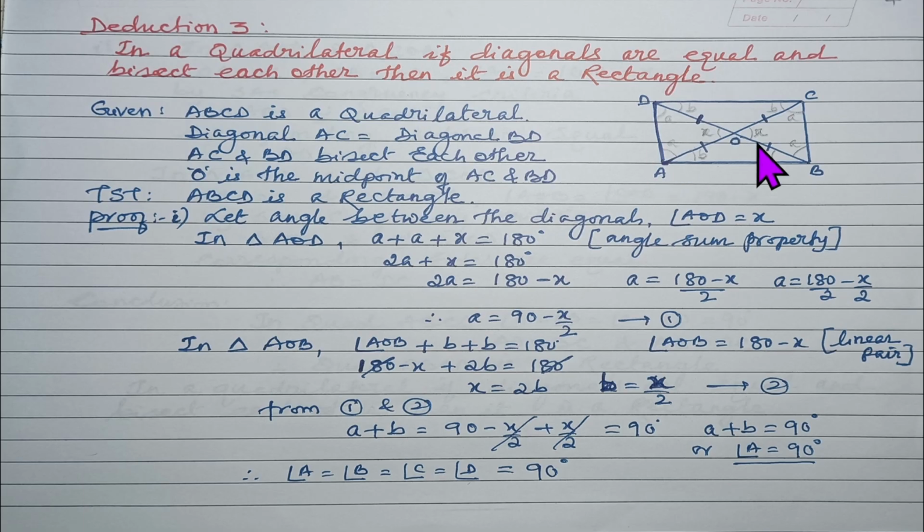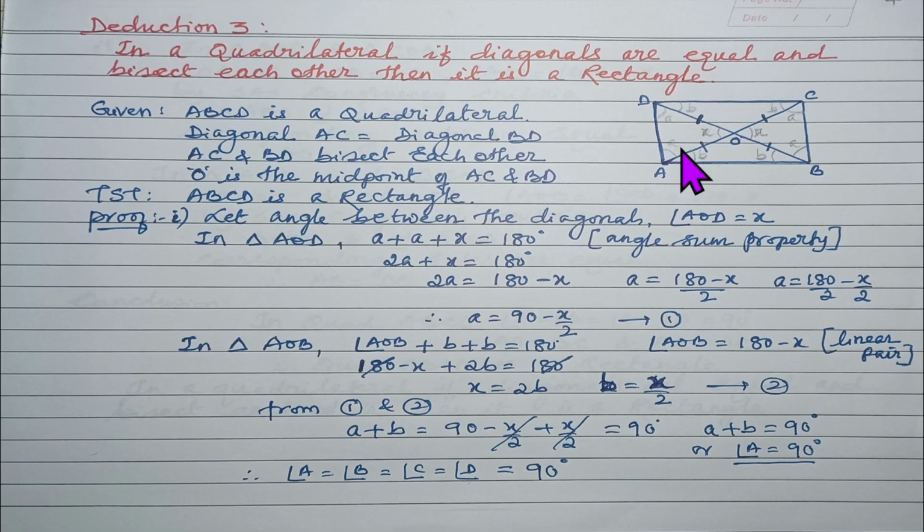Let us take the triangles AOB and COD. In these two triangles, we have angle AOB equal to angle COD, vertically opposite angles, and OA is equal to OC and OB is equal to OD. Therefore, by the side-angle-side congruency criteria, triangle AOB and triangle COD are congruent. Because these two triangles are congruent, the corresponding sides will be equal, and therefore AB is equal to DC.